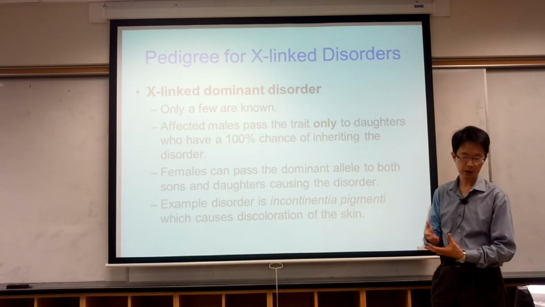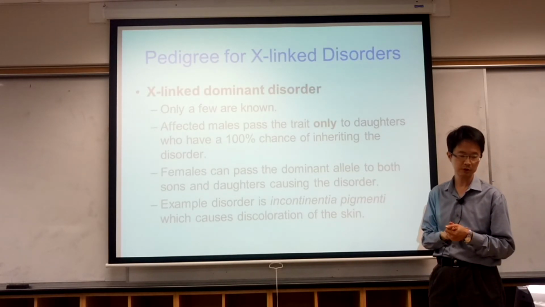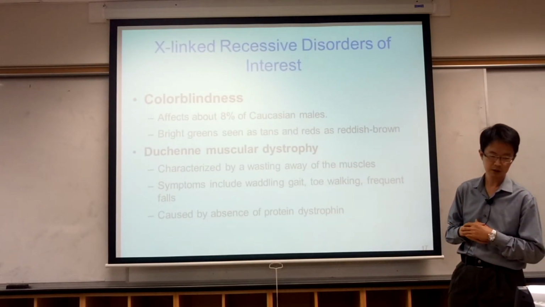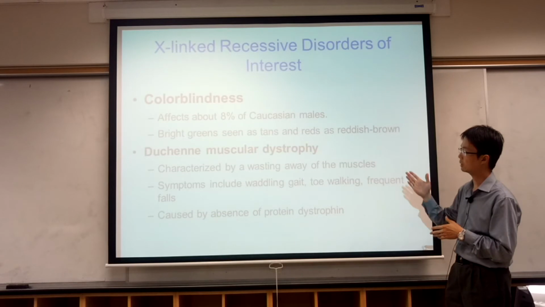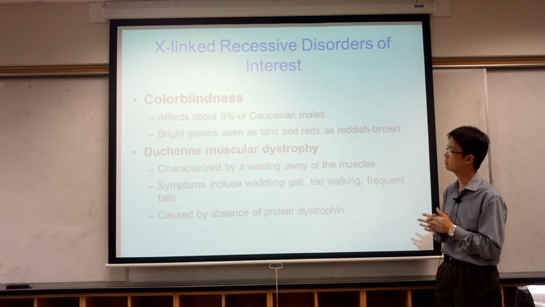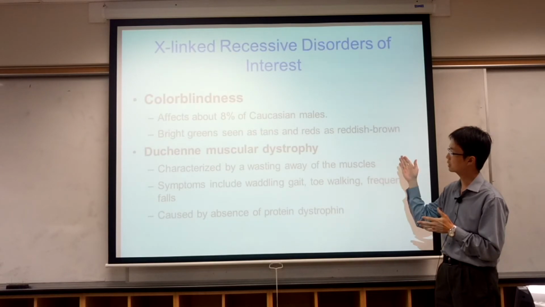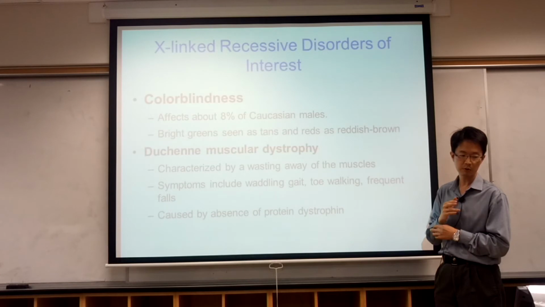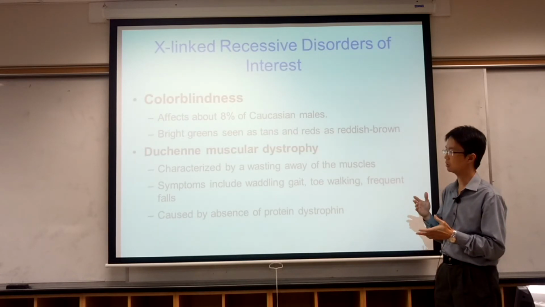It is not very common to have the X-linked dominant disorder, but the X-linked recessive disorder is more common. We focus on color blindness. 8% of the males will have it. Most of the time it is the red-green color blindness. That means we won't be able to see red color or green color correctly.